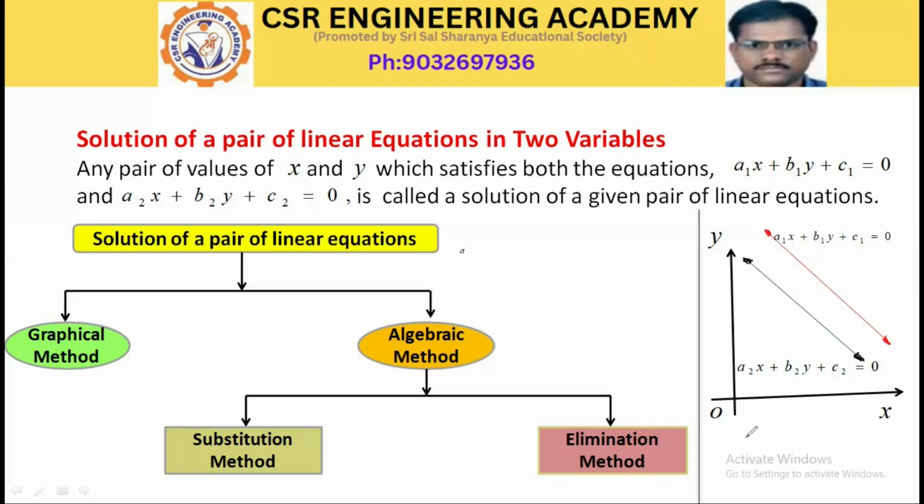If the lines representing the pair of linear equations are parallel, then the system of equations has no solution and is called inconsistent. If a1/a2 = b1/b2 ≠ c1/c2, then the pair of linear equations is inconsistent with no solution. Here two lines are parallel to each other.